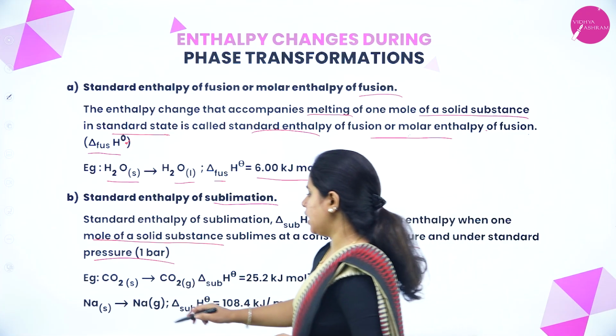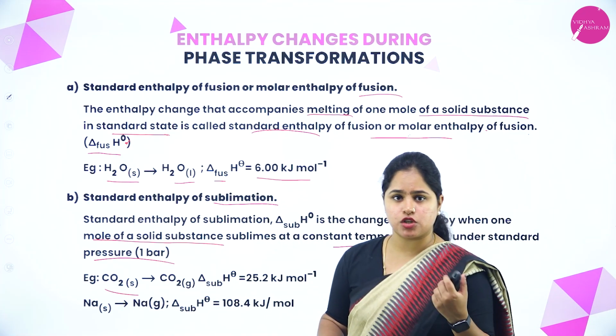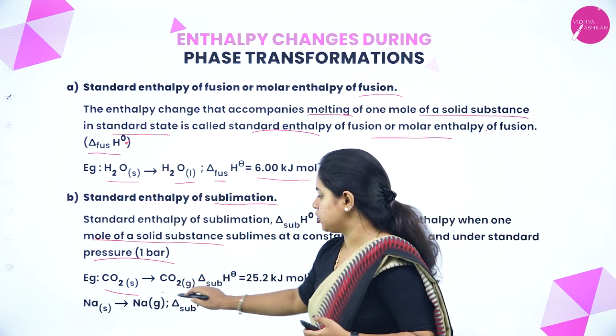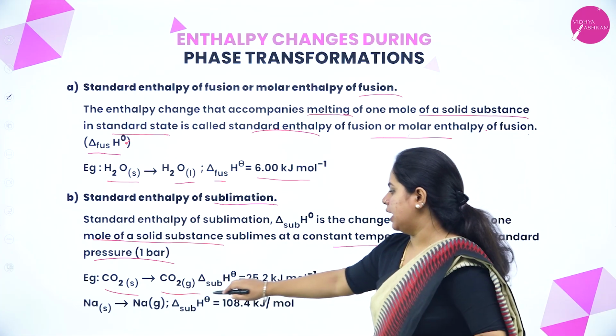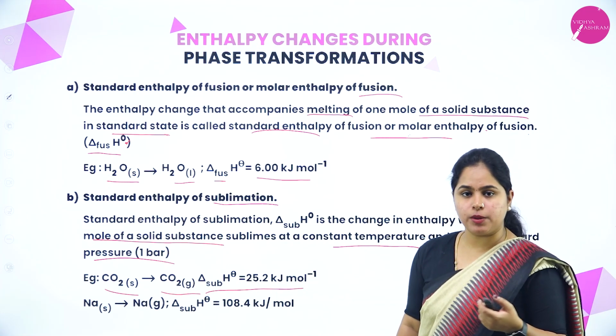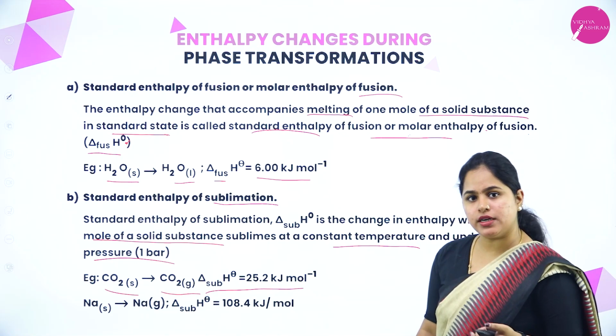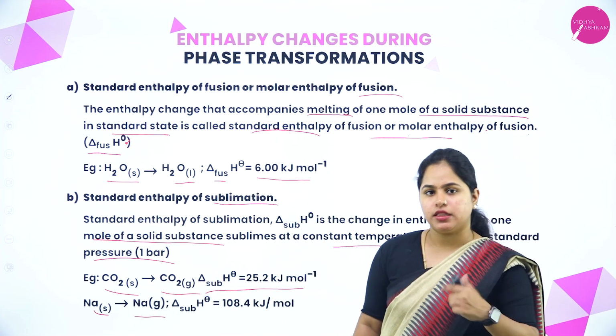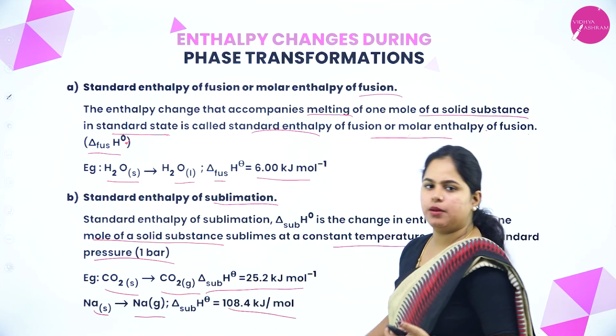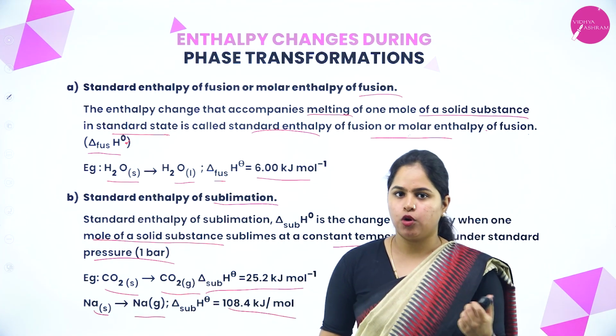As you can see here, carbon dioxide in the solid state, that is called dry ice, is getting converted into carbon dioxide in gaseous state. That is, the sublimation process is taking place and the enthalpy of sublimation is 25.2 kilojoule per mole. Next one is sodium in the solid state getting converted into sodium gaseous state. That is also sublimation and the enthalpy of sublimation is given here. So I hope that is clear.